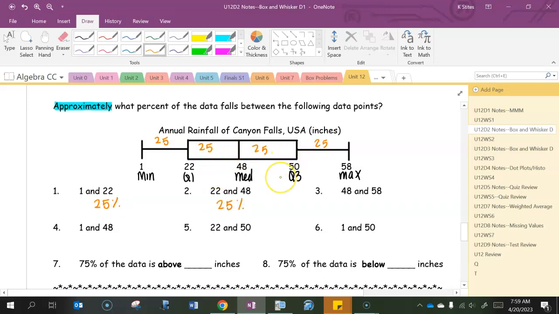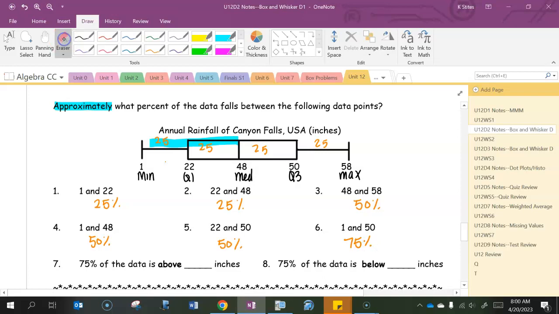48 and 58, oh, careful, 48 and 58. So that's this whole thing. That's a box and a whisker. That would be 50%, about half of your data. From 1 to 48, that's here, that would also be a 50%. 22 to 50, that's both boxes, also a 50%. And from 1 to 50, okay, that's the first whisker and the 2 boxes, that's going to be a 75%.